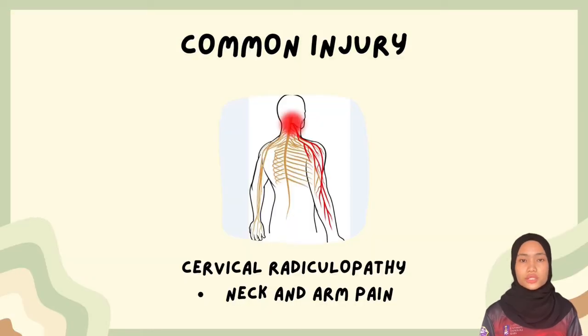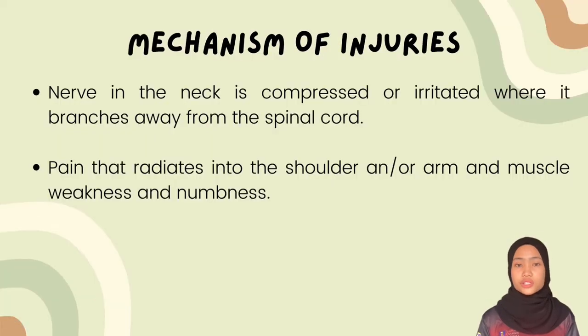The common injury that needs the cervical distraction test is cervical radiculopathy with neck and arm pain. The mechanism of injury: a nerve in the neck is compressed or irritated where it branches away from the spinal cord. Pain radiates into the shoulder and or an arm, with muscle weakness and numbness.